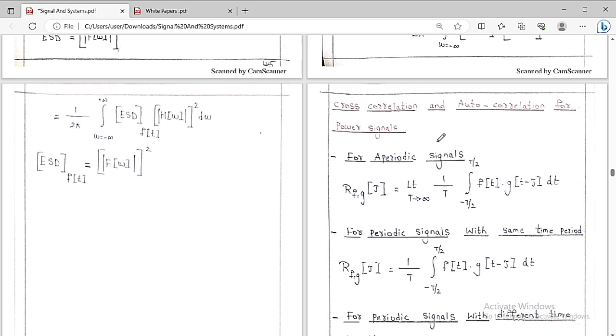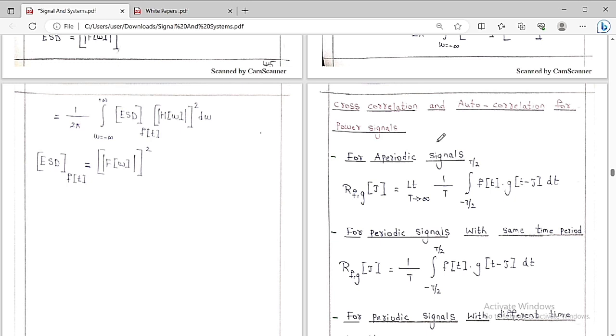I have already told you, any signal which has infinite energy but finite power is called a power signal. Now, what is the meaning of cross correlation? If you are doing it between two different functions, it is a cross correlation. Autocorrelation means that if you do it between the same function, then it is called autocorrelation. So these things we are now going to discuss in a detailed manner.